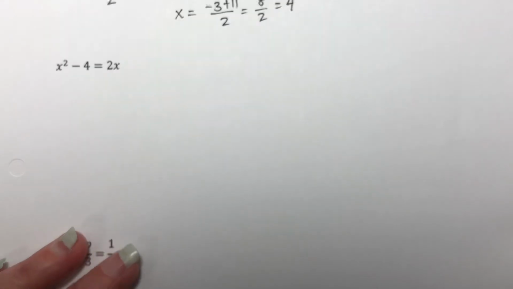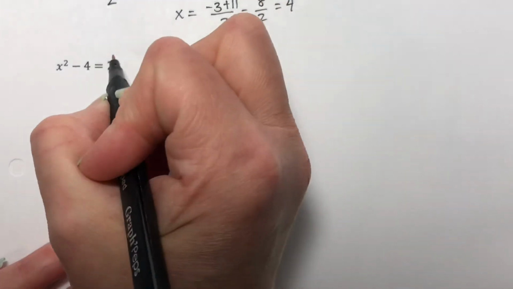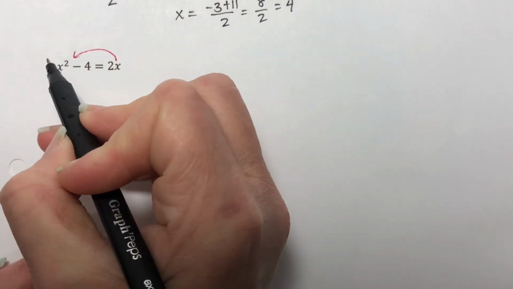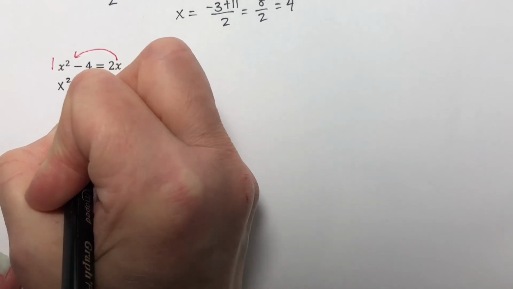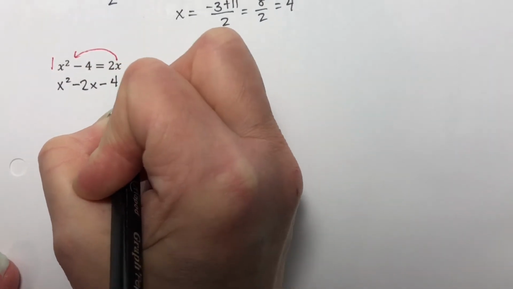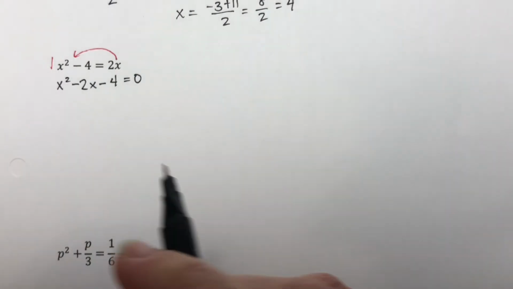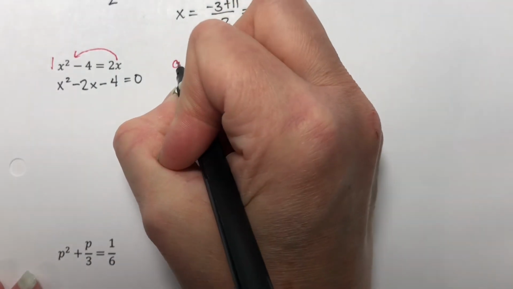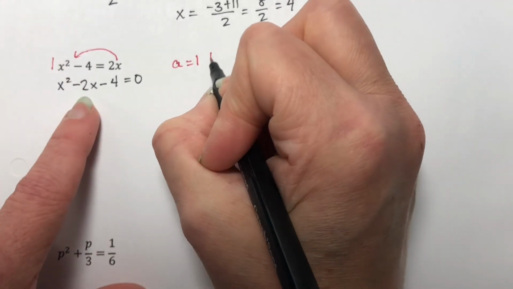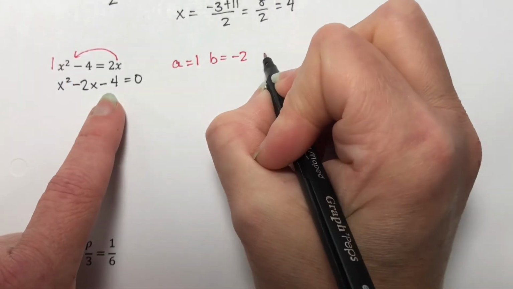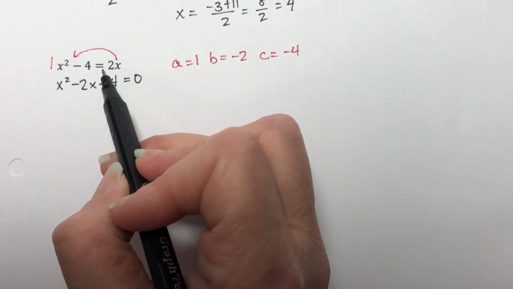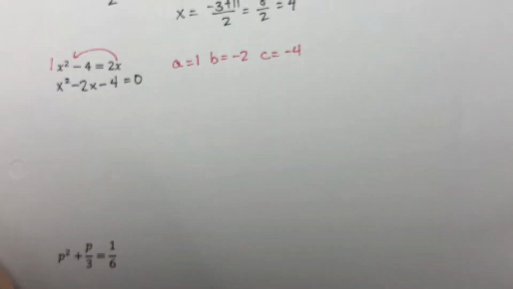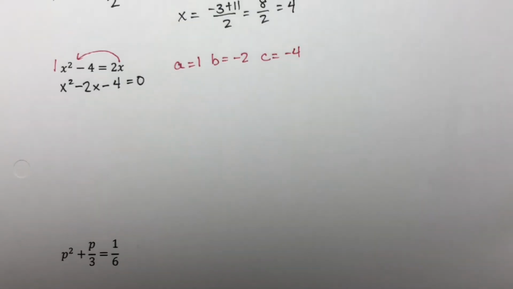x squared minus 4 is equal to 2x. We need a 0, so I'm going to move this over here since that's a positive 1 right there, and I know I want that to be positive. So that will give me x squared minus 2x minus 4 is equal to 0. So our a is 1, our b is -2, and our c is -4. If you had tried to do this before moving this over and you read this as b, you would have the wrong sign here, which messes everything up.